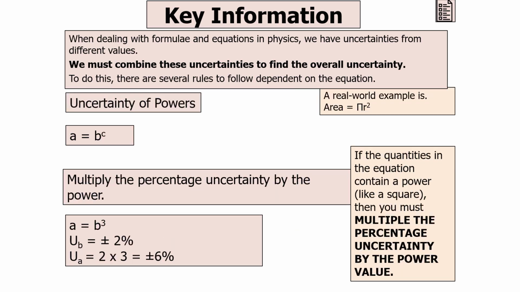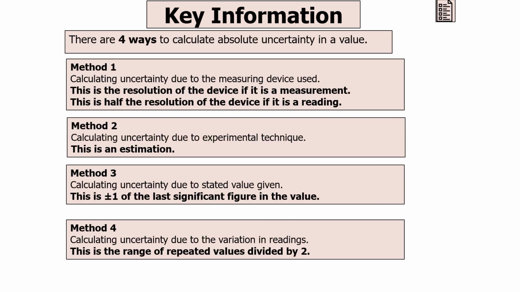And if you have powers in your equation, so for example, area equals pi r squared, well then to find the overall value, you must multiply the percentage uncertainty by the power. So it's very, very important you carry this out. So let's just have a look at this key information.